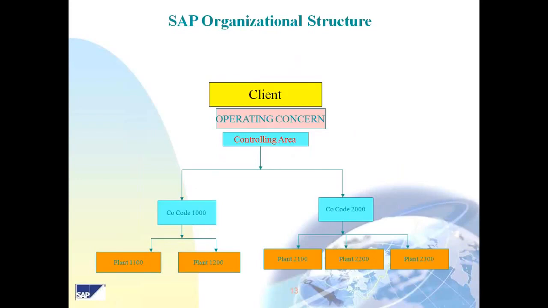So this is the SAP organizational structure as a whole. As I told you, there is a client, the highest level of hierarchy in SAP, and there is the operating concern if you implement the COPA module. There is a controlling area, and there is a company code within the controlling area, and there are plants within the company code. From top to bottom, it is a one-to-many relationship.